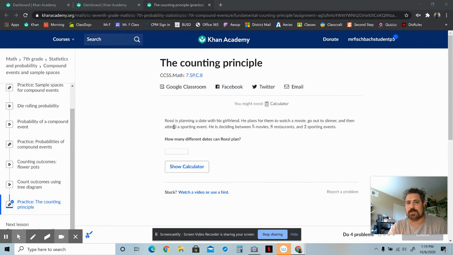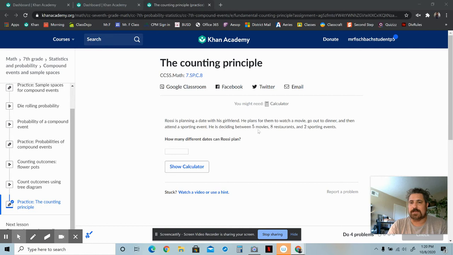So it says Rossi is planning a date with his girlfriend. He plans for them to watch a movie, go out for dinner, and then attend a sporting event. So they're going to do those three different things, right? They're going to watch a movie, go out to dinner, and then attend a sporting event. He is deciding between 5 movies, 8 restaurants, and 2 sporting events. How many different dates can he plan?